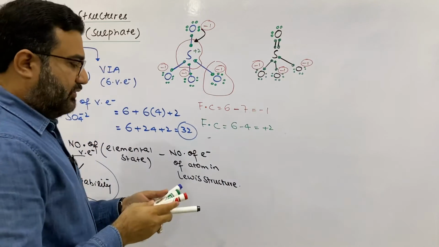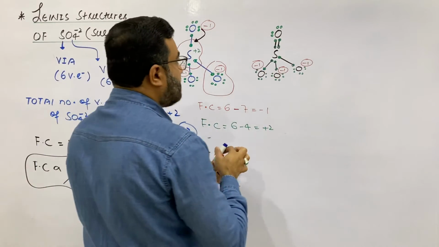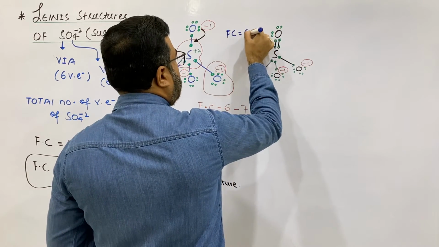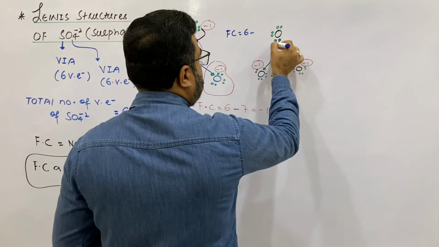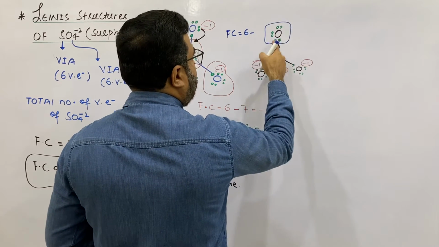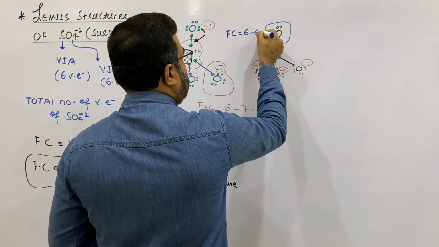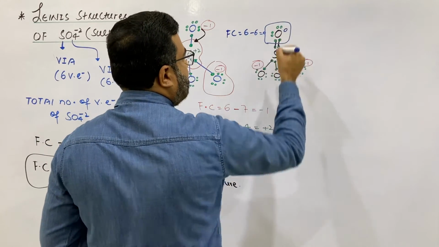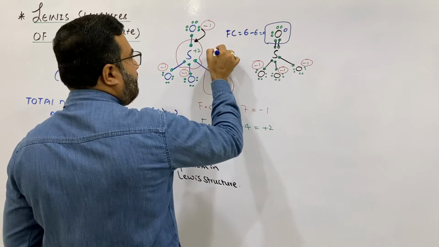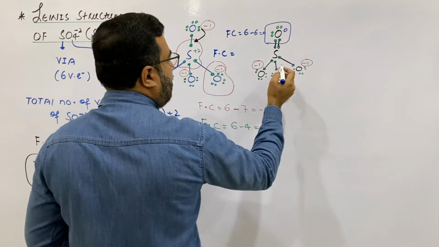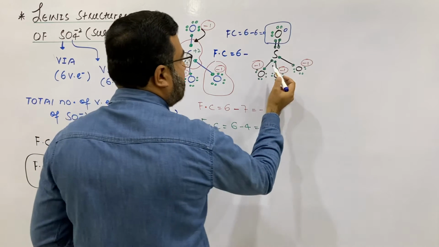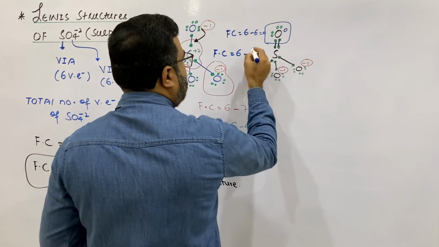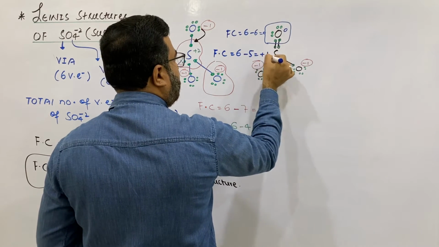And now let us calculate the formal charge of the sulfur and this oxygen. The formal charge of this oxygen: it has 6 electrons in its valence shell, and now it has 1, 2, 3, 4, 5, 6. That is 0. So the formal charge of this oxygen is 0. Now what about the sulfur? The formal charge of sulfur: it belongs to group 6, minus 1, 2, 3, 4, 5. So it has 5 electrons, that will be +1.